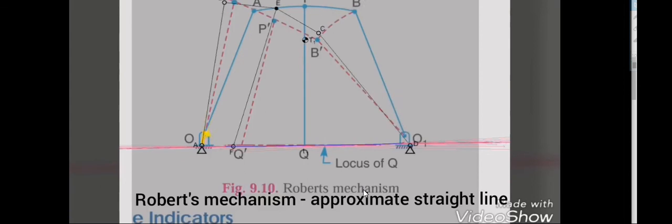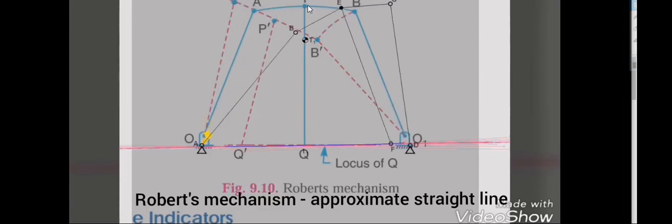This is known as Robert's mechanism. This also produces an approximate straight line with that point E. E produces an approximate straight line as well as F. E also produces one, but E is not exact. F is the one we take as the straight line. So F produces an approximate straight line. That is Robert's mechanism, also an approximate straight line mechanism, but you need not study it. Just keep in mind that Robert's mechanism is also there.